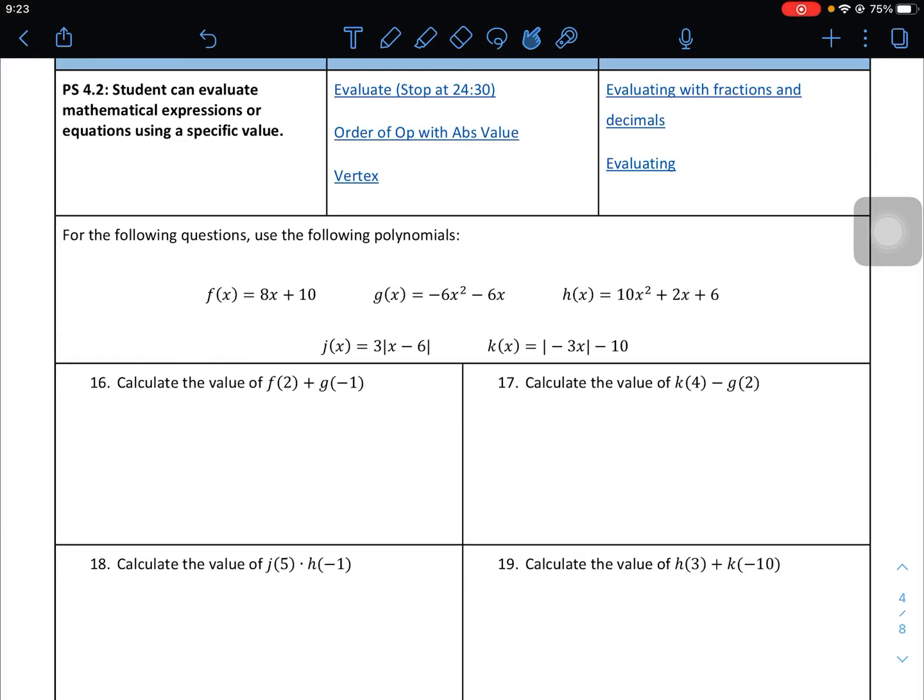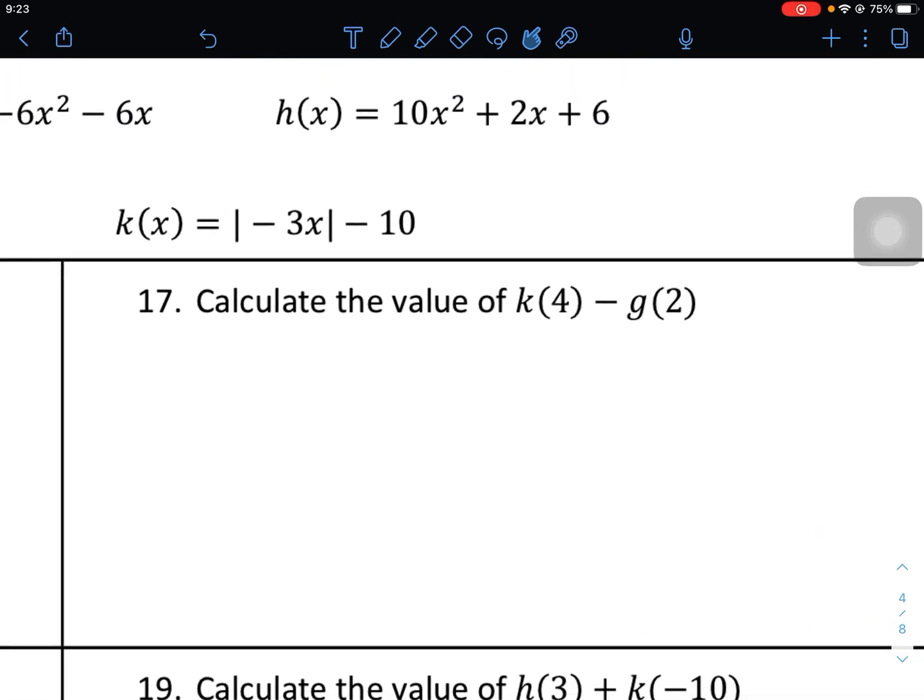When we're evaluating functions for given specific values, what you want to be careful of is just the signs and your parentheses and your exponents, your absolute value bars. Just be very careful with the arithmetic. So for instance, for number 17, let's do this one together.